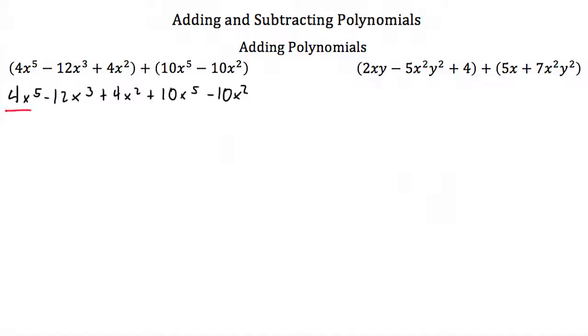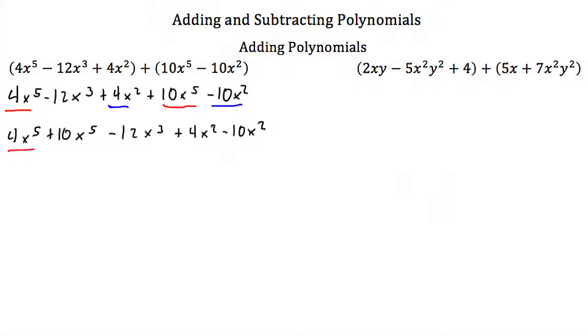I have a 4x to the fifth and a 10x to the fifth. I also have a 4x squared and a negative 10x squared. But I don't have any like terms to go with my x cubed term, so I'm going to leave that one alone. And I'm going to rewrite this with my like terms put together. So this will be a 4x to the fifth plus 10x to the fifth minus 12x cubed plus 4x squared minus 10x squared. Now you just add your like terms together.